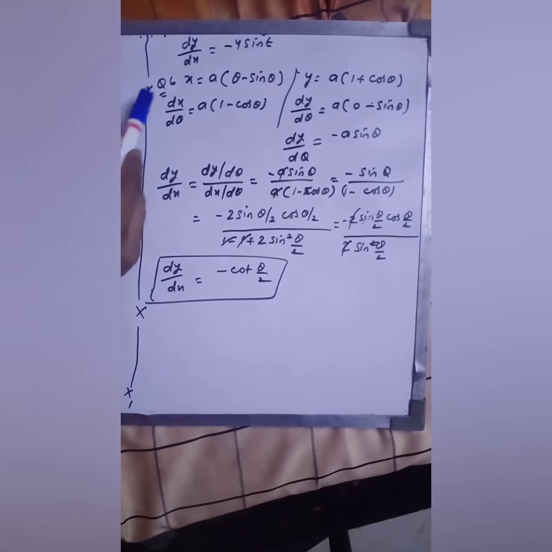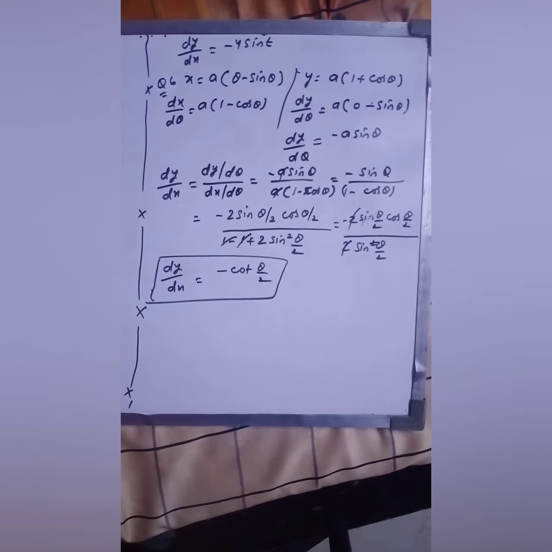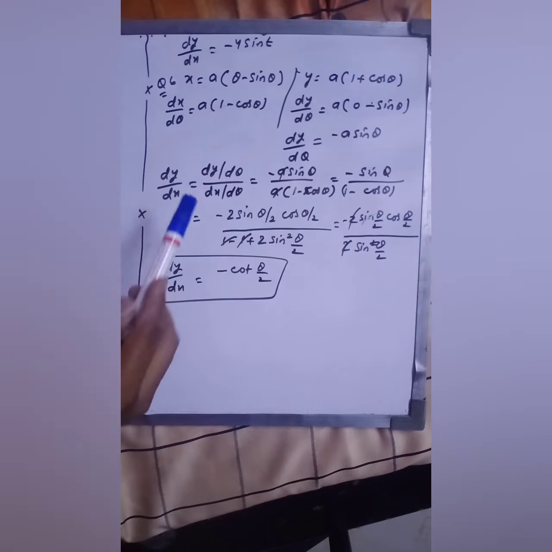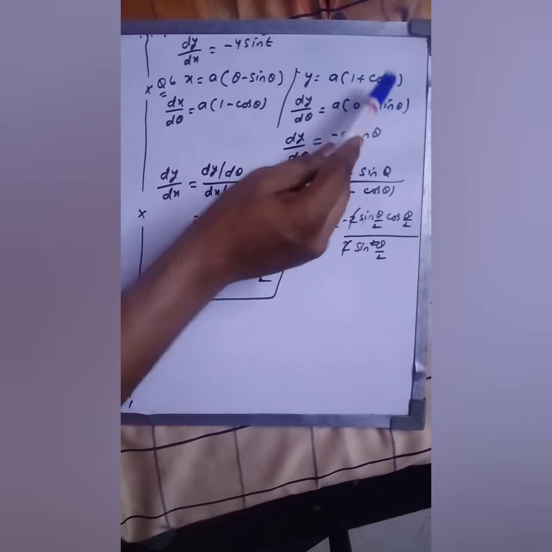Got it? Question number 6. In question number 6, your x is given and y is also given. This is question number 6 of NCERT, and question number 4 and question number 5 you can solve. If you feel any doubt, you can ask. So here I am solving question number 6. Here x is expressed in terms of theta and y is expressed in terms of theta.